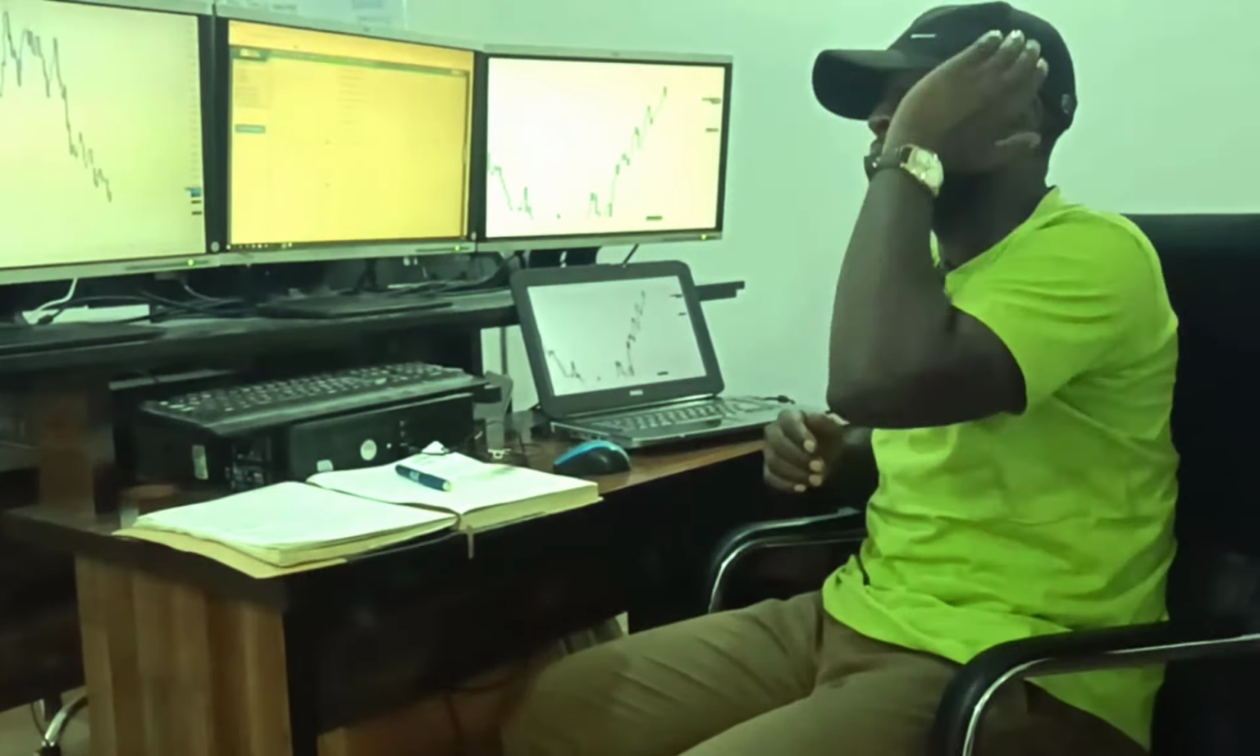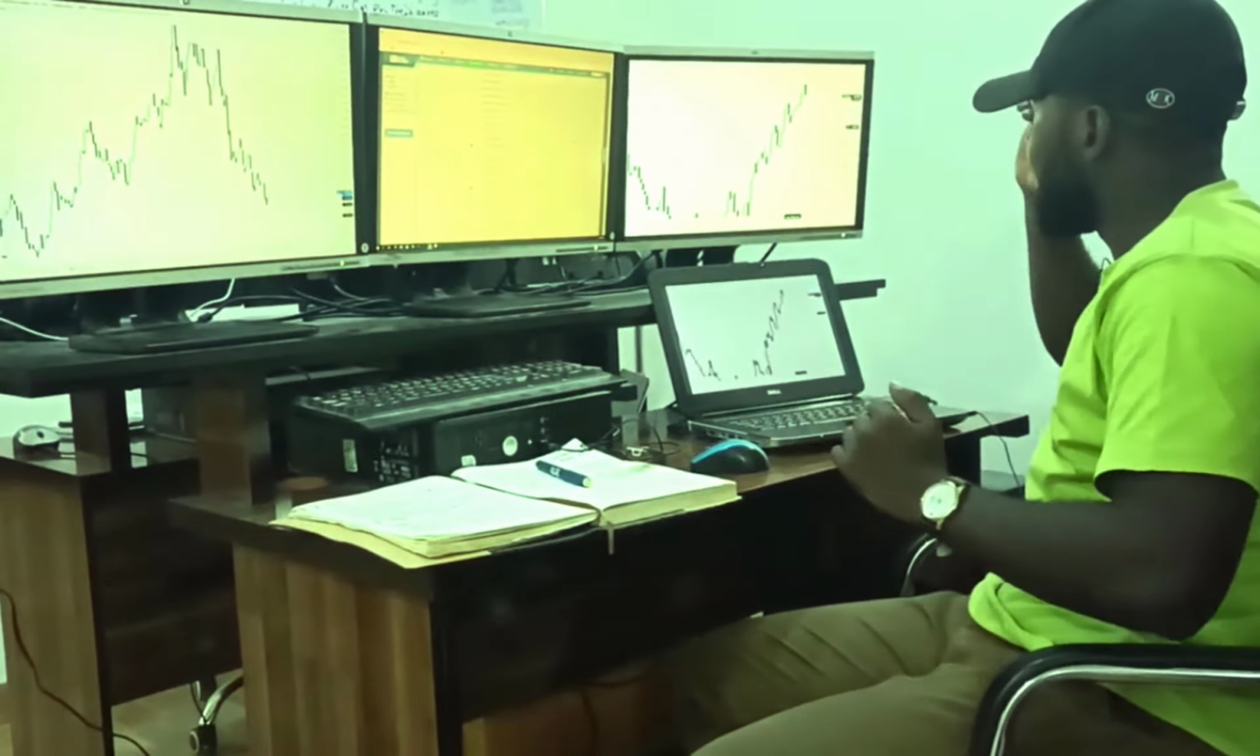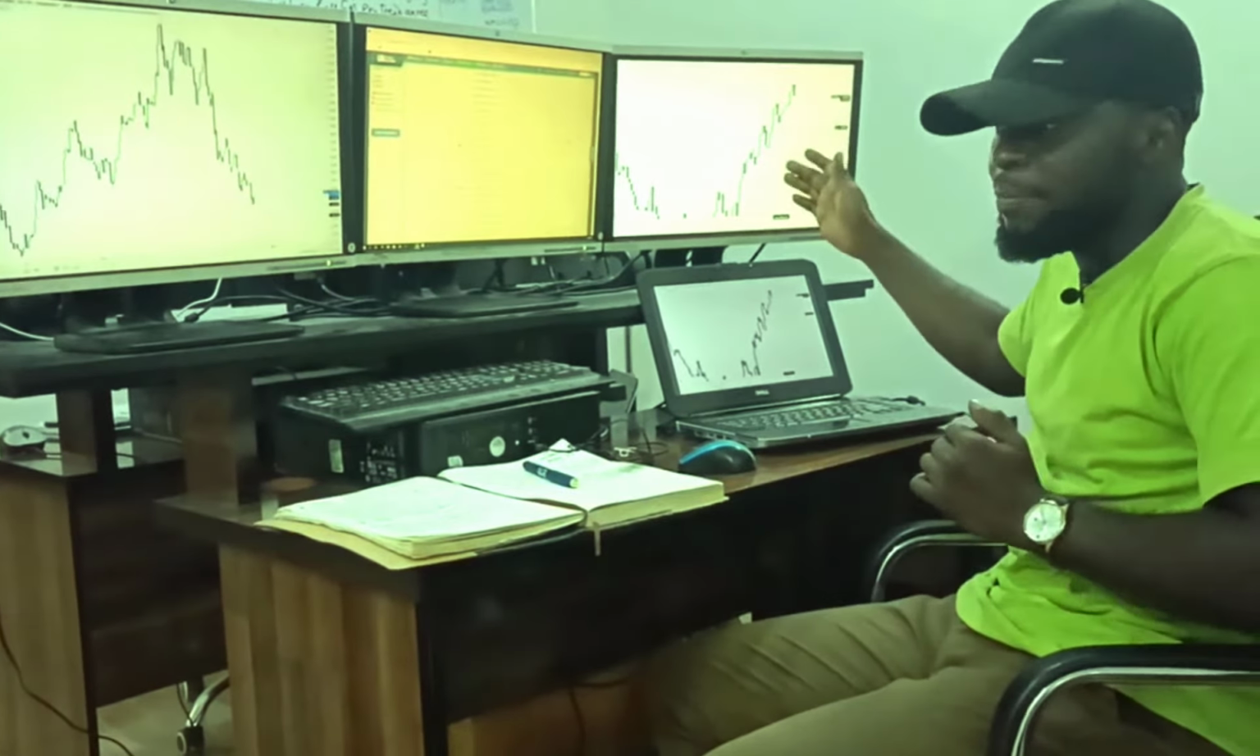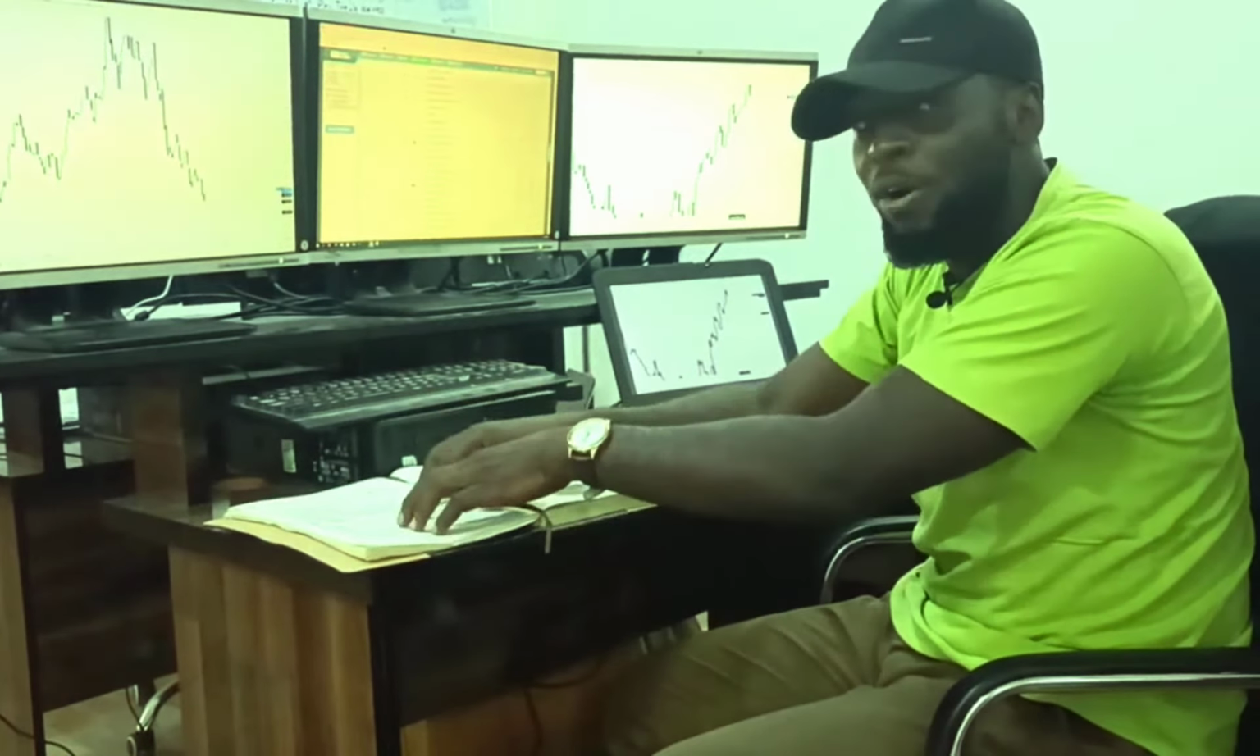Then the screen on the right is the underlying asset I trade. GBPUSD is the only currency I trade. I analyze the dollar index, I analyze the GBPUSD, and then I check for the entry rules in my journal. You need to have a trading journal. If you don't have a trading journal, you are wrong.